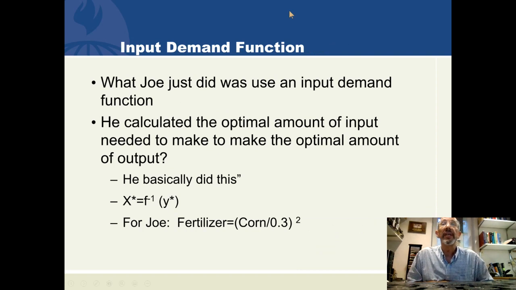So what he just did was use an input demand function. He calculated the optimal amount of input needed to make the optimal output. He basically invented the inverse F function, which is an input demand function. And now he knows that X star equals F inverse of Y star. So for Joe, that function can forevermore be listed at the bottom of the slide as fertilizer equals corn divided by the 0.3 raised to the second power.